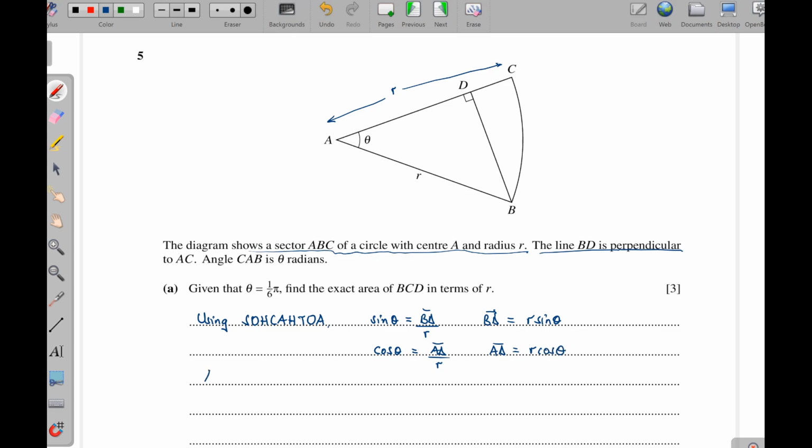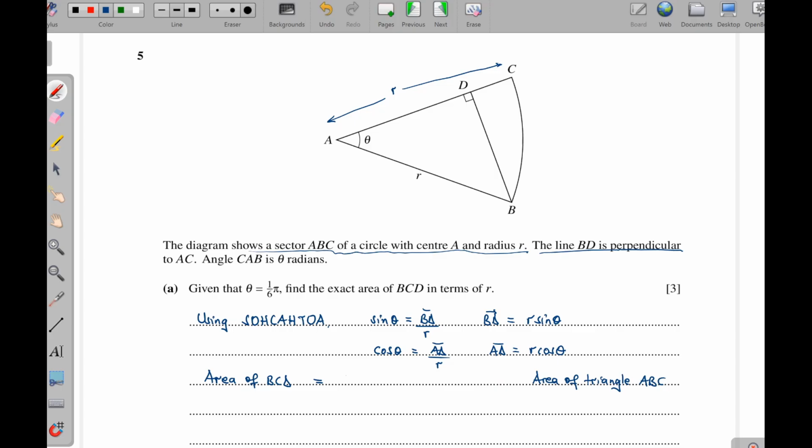So if we are getting the area of BCD, this one is going to be equal to the area of triangle ABD, then minus, no, actually it has to be the area of the sector, so then minus the area of the triangle ABD. So let me take this one away.